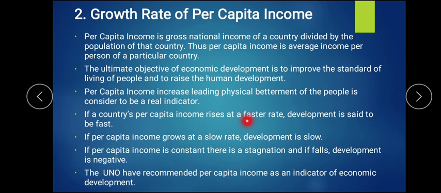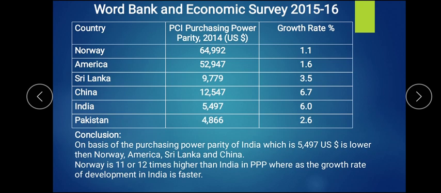If a country's per capita income rises faster, its development is fast. If it grows at a slow rate, the development is slow. If it is constant, it is in a state of stagnancy. But if it falls, it shows negative development. This is how UNO has recommended per capita income as an indicator of economic development. Then there is purchasing power parity, PPP.